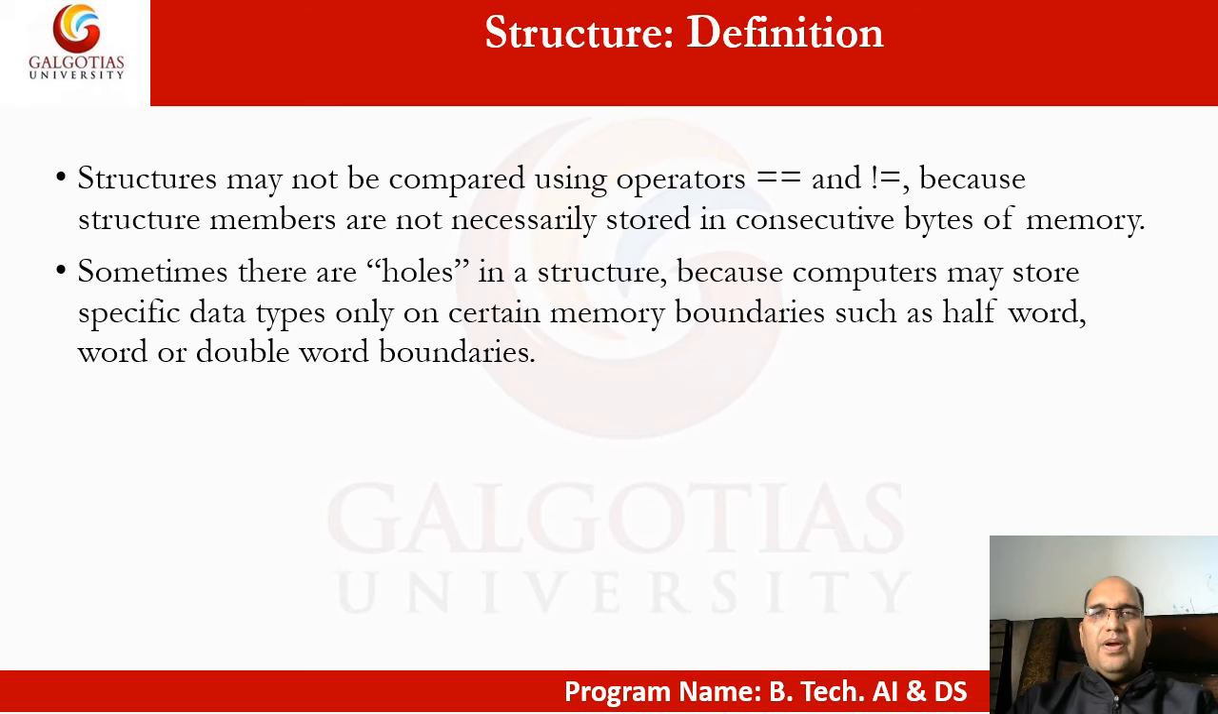Structures may not be compared using the operators equal to and not equal to, because structure members are not necessarily stored in consecutive bytes of memory. So when you use a structure in your program, you cannot use equal to or not equal to for comparison. Sometimes there are holes in the structure. A hole means two members may not be consecutive in memory, because a computer may store a specific data type only on certain memory boundaries, such as half-word or double-word boundaries.